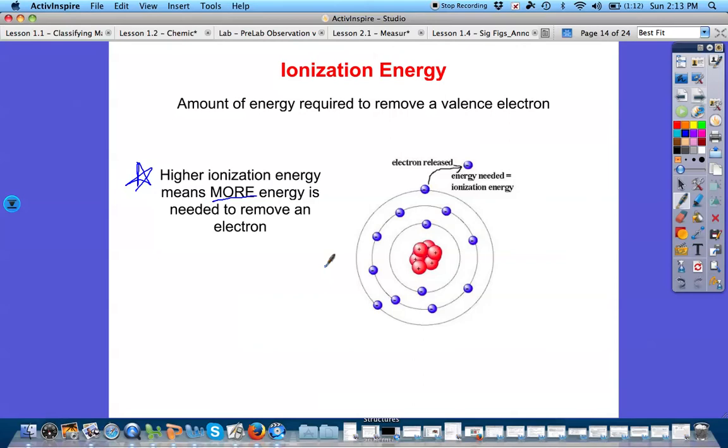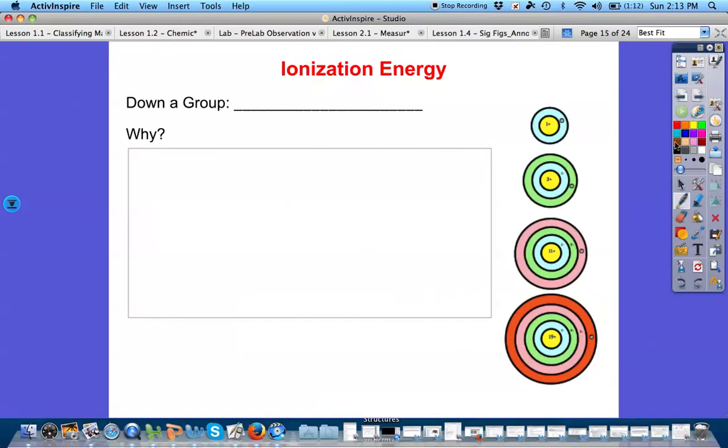Ionization energy has a lot to do with the size of the atom. As we go down a group, ionization energy decreases. So if we think about the attraction for our valence electron to the nucleus, as the distance increases, there is going to be less attraction, so less energy is going to be needed to take this electron away than it would be to take this one away.